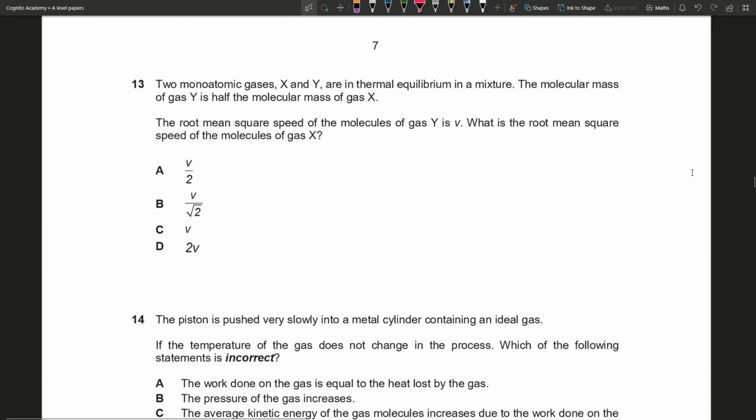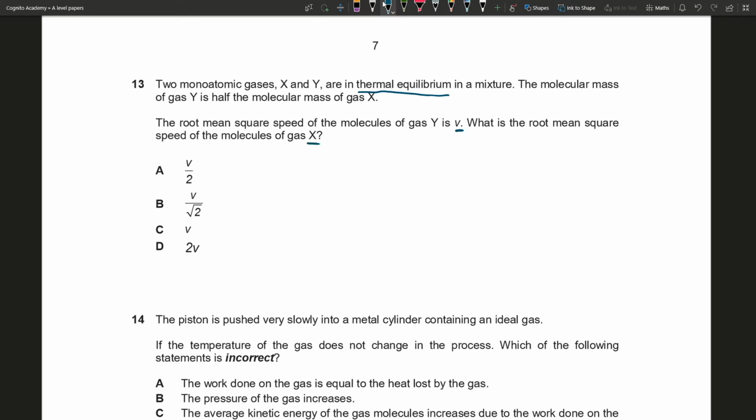Question 13. Two monoatomic gases X and Y are in thermal equilibrium in a mixture. This tells us that they are at the same temperature. And then the molecular mass of gas Y is half the molecular mass of gas X. Then we ask about the root mean square speed of the gas. We're told that the root mean square speed of gas Y is V, and we are asked what the RMS speed of the molecules of gas X is.